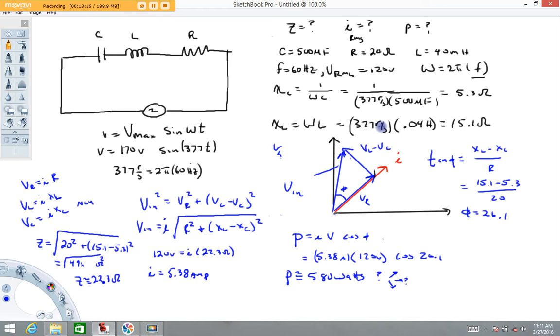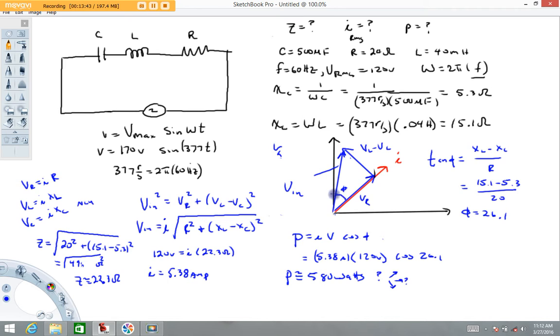In our phasor diagram, what's going to happen then, this difference is going to get larger, increasing this angle. So what's going to happen? Power will go down because, a couple ways to see it. One, let's look at the overall impedance. If the frequency goes up, this difference is going to increase. It's going to give us a higher impedance for the circuit. If the impedance goes up, this current's going to go down.